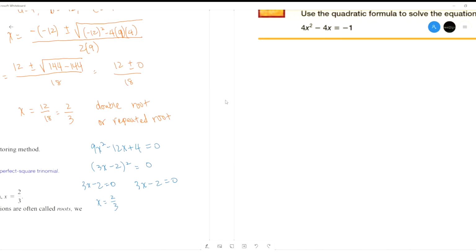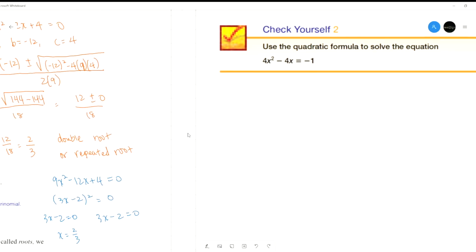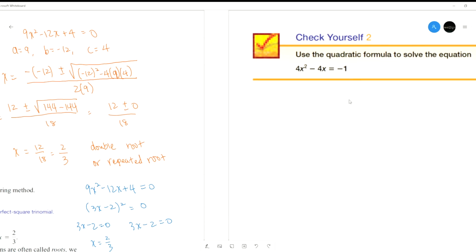Do you want to try this next problem? I guess I'll leave this up here on the left. So I'll give you a few minutes to work on this one.